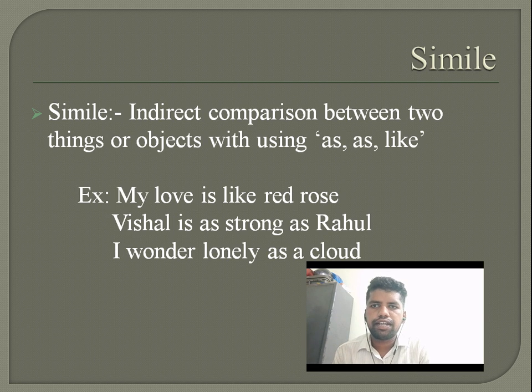Simile, exactly opposite to metaphor. We saw metaphor is a direct comparison between two objects; in the case of simile, there is an indirect comparison between the two objects. When we come across some examples, we will definitely understand what is meant by simile. Vishal is as strong as Rahul. So in simile, there are some words we use again and again: as, like. When such a type of word comes across in any context of any poem, definitely poets use simile as a figure of speech in that particular poem.